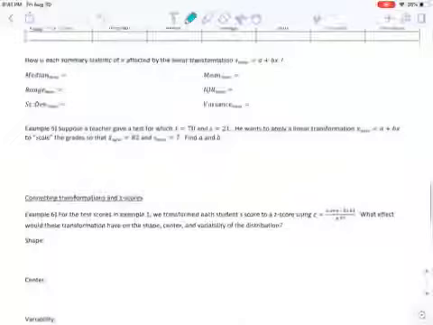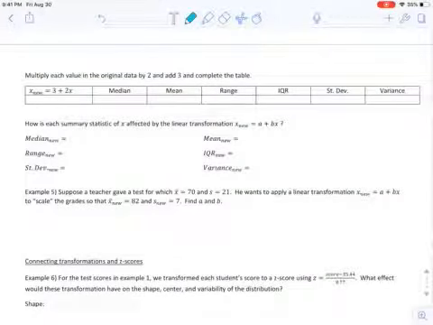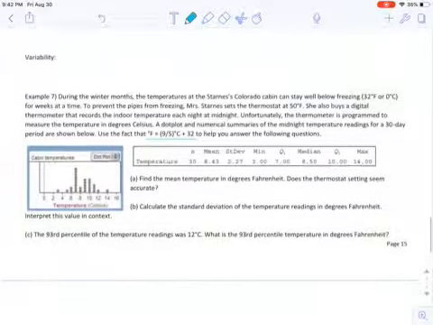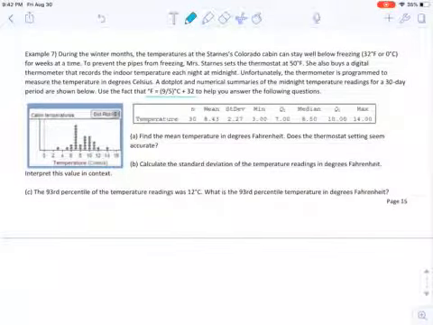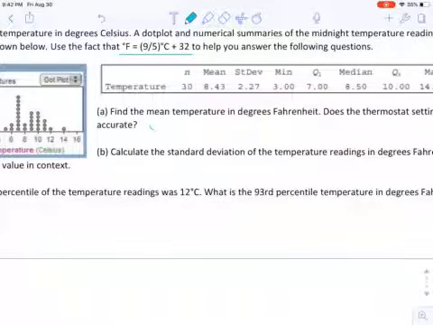What's happening? So if you come back up to your notes, we said that mean is a measure of center, and measures of center are affected both by the addition section and the multiplication. So adding or subtracting changes your mean, multiplying changes your mean. So to find the mean in degrees Fahrenheit, I'm finding my new mean, so I'm going to put x bar sub new, or I guess I could put x bar sub Fahrenheit. It's going to be found by applying this multiplication and this addition to the old mean. So that means 9/5 of the old mean, 8.43, plus 32. Because multiplication and addition change measures of central tendency.